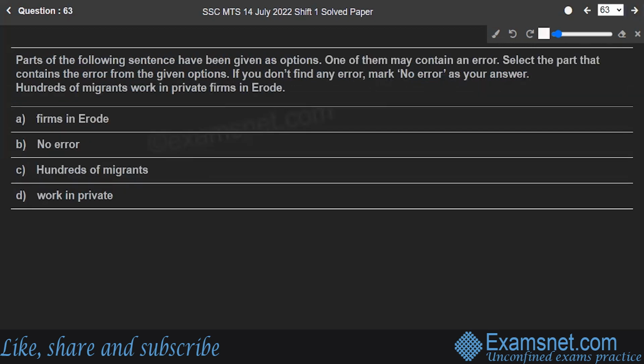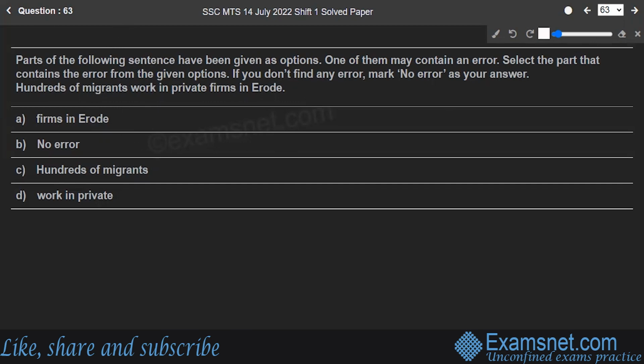Parts of the following sentence have been given as options. One of them may contain an error. Select the part that contains an error from the given options. If you don't find any error, then you can mark no error in your answer. Okay, hundreds of migrants work in private firms in Erode. See, over here, in this sentence, I don't find any error in the sentence.